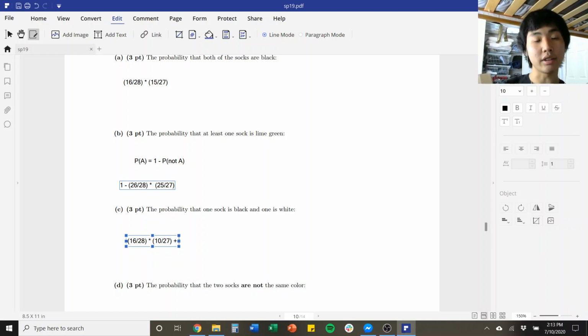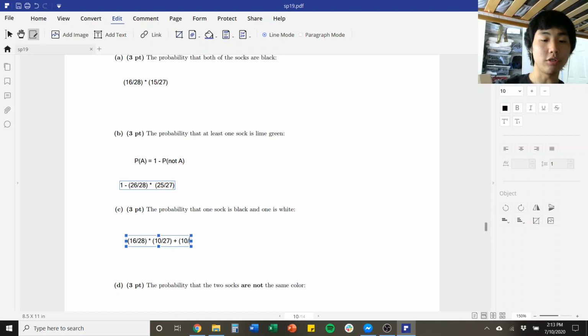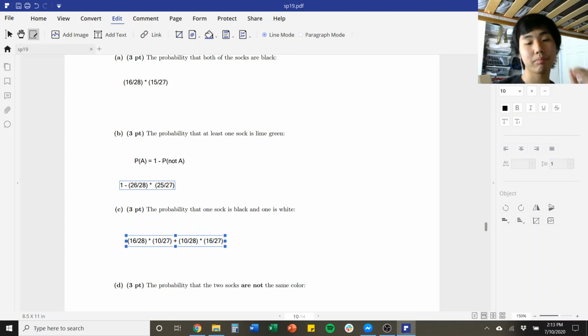Now we're going to add this to the probability of white and then black. So there's 10 white socks over 28 total, multiplied by 16 black socks over 27 total. So there's our answer there.